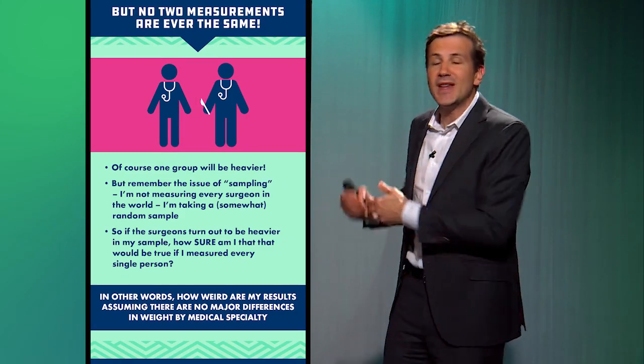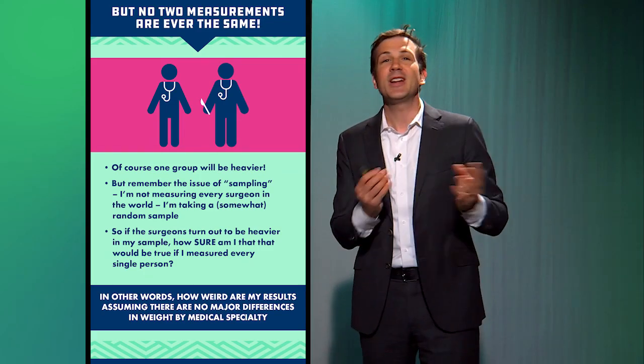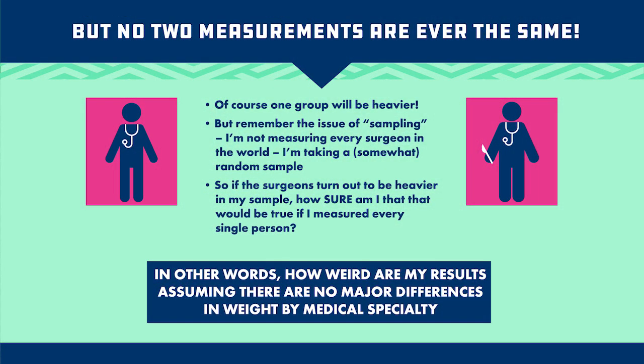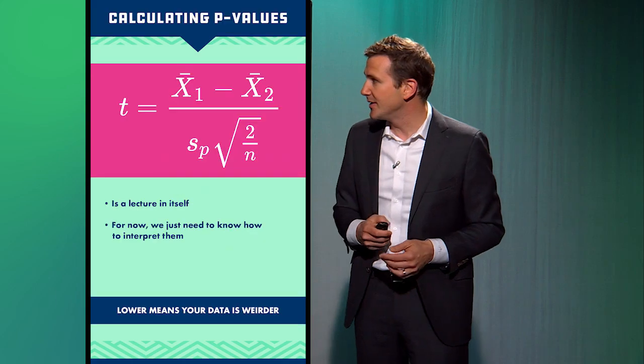One of the groups is going to be heavier. I'm never going to get exactly the same average for both groups. I know that. But remember, the issue of sampling. I'm not measuring every surgeon in the world. I'm taking, hopefully, a random sample. So if the surgeons turn out to be heavier, how sure am I that they would be heavier if I were able to measure every single surgeon in the world? In other words, how weird are my results, assuming there are no major differences in weight by medical specialty?